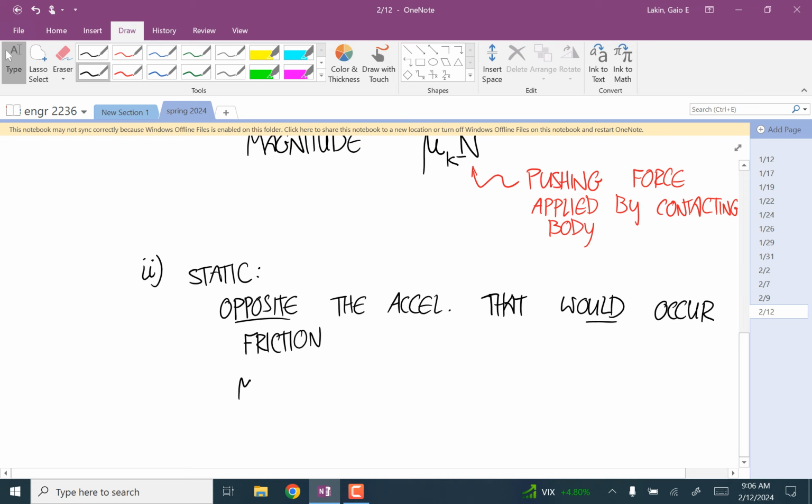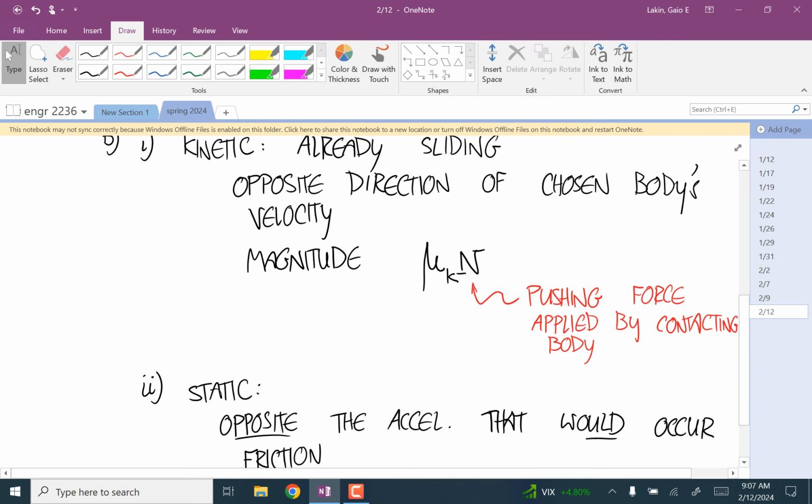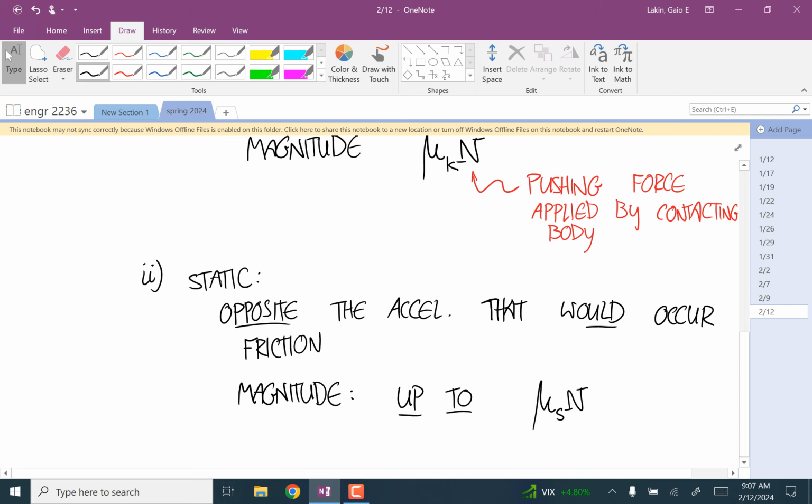The magnitude is not quite as simple as with kinetic friction. In this case, the magnitude can be anything up to the coefficient of static friction times that pushing contact. Okay, so if you're in kinetic friction and you know the coefficient, you can actually calculate that friction force, and that has to be true. With static friction, that's not the case. It's going to be anything required to maintain static equilibrium up to this value. Okay.